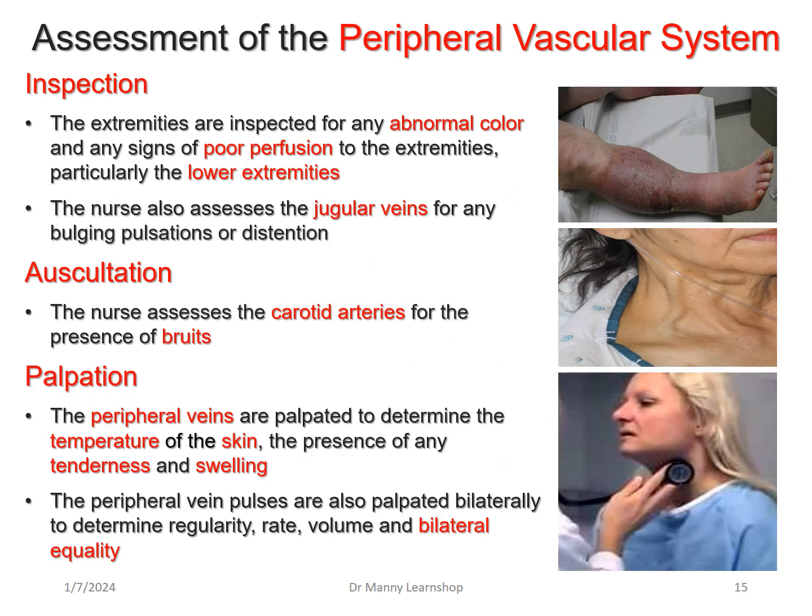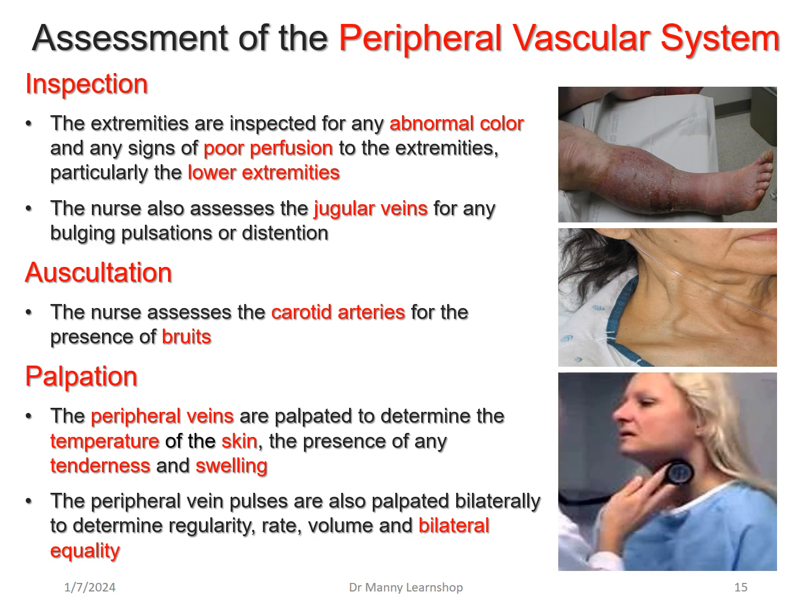When we come to assess the peripheral vascular system, the techniques that we'll be using are inspection, auscultation, and palpation. With inspection, you're looking for abnormal colour, abnormal signs of tissue perfusion, particularly in the lower extremities. Also, we may be looking at the jugular veins.